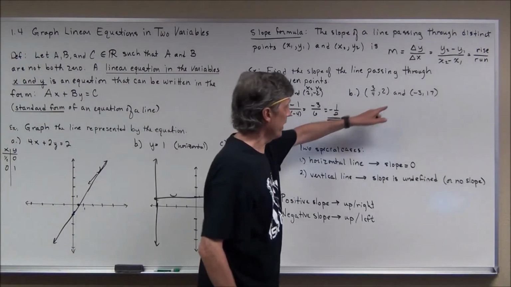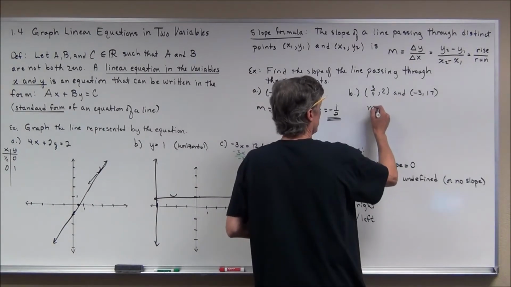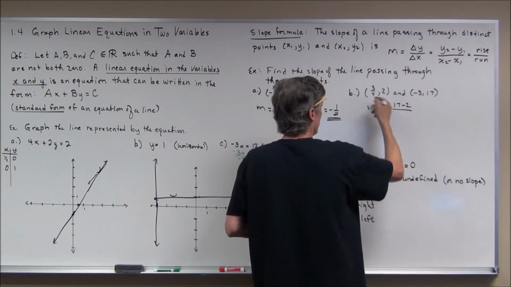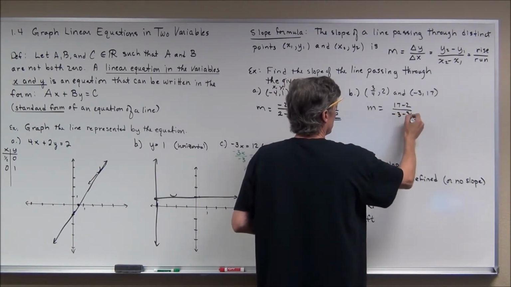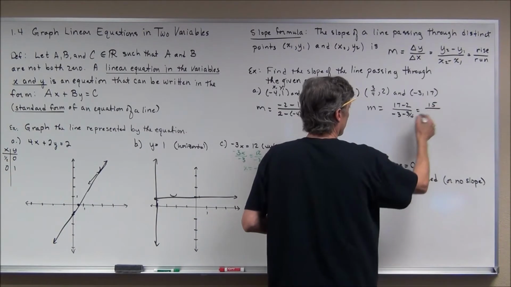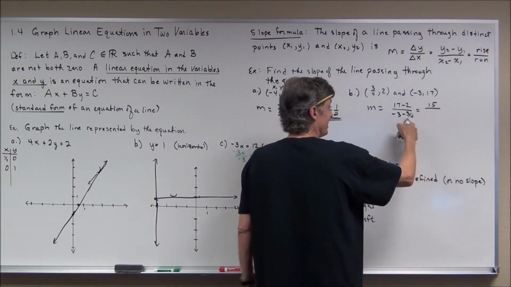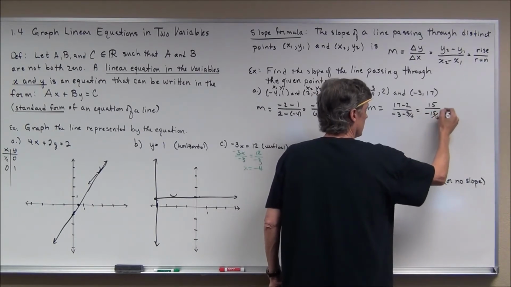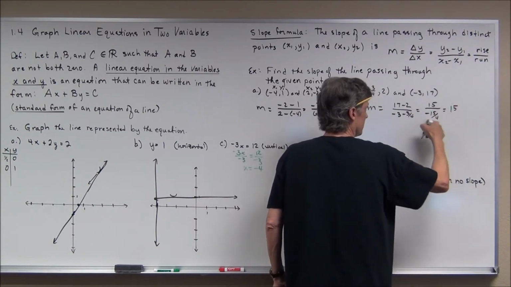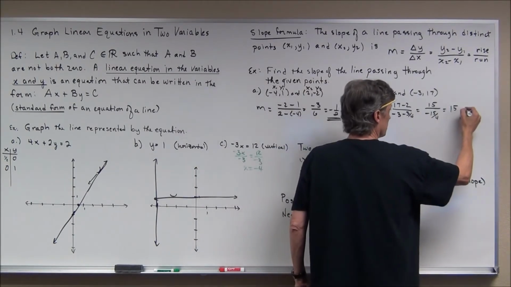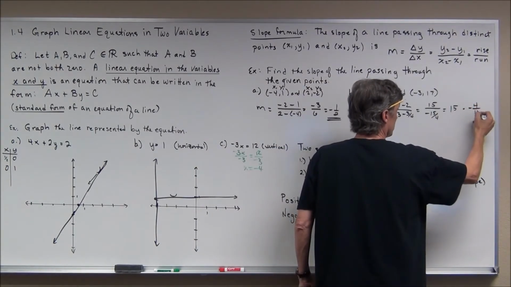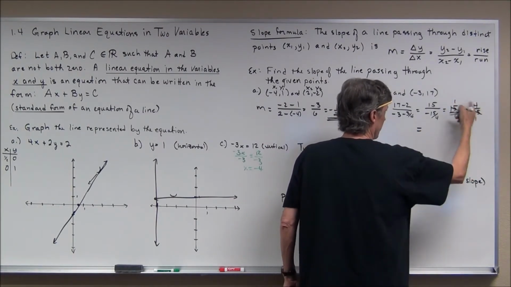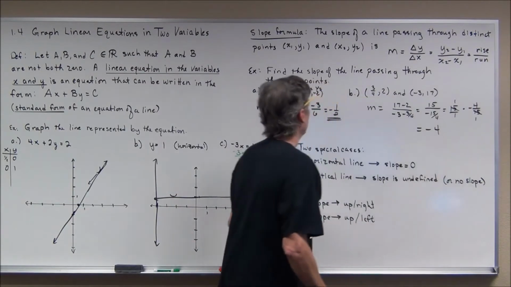Now over here, I threw a fraction in. I'm going to work it the same way. 17 minus 2, negative 3 minus 3/4. So this is 15 on top. Negative 3 minus 3/4 is negative 3 3/4, which is negative 15/4. So this is 15 divided by negative 15/4, which is the same as times negative 4/15. So this simplifies all the way down to negative 4.